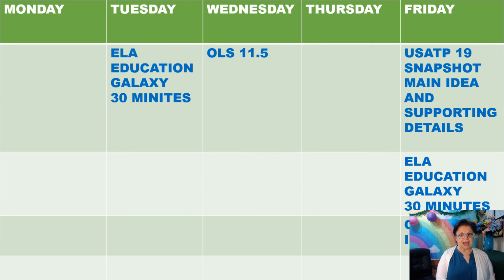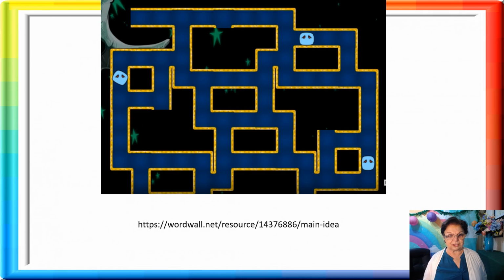Okay, today for ELA, I expect you to do 30 minutes of ELA Education Galaxy. Tomorrow, you're going to do OLS 11.5. It's all about main idea. And on Friday, you're going to do Snapshot 19 about main idea and supporting details. And you're going to do ELA Education Galaxy for another 30 minutes. Okay? So that's your to-do list for this week.